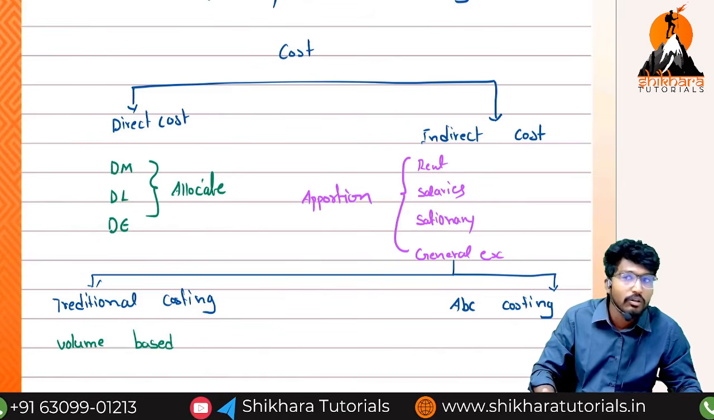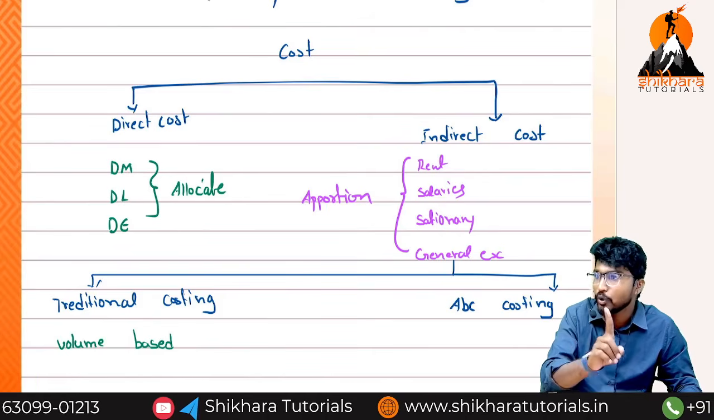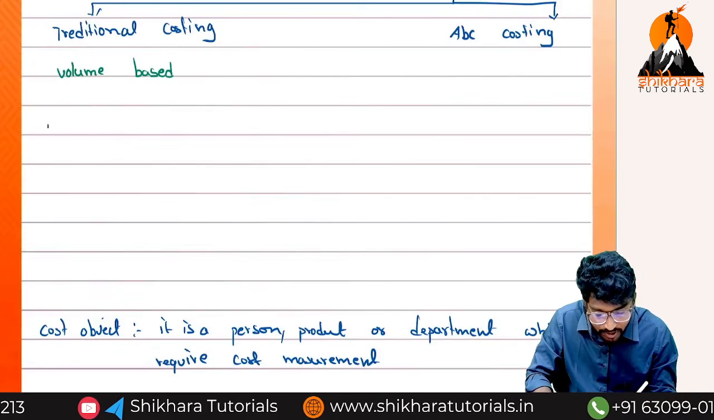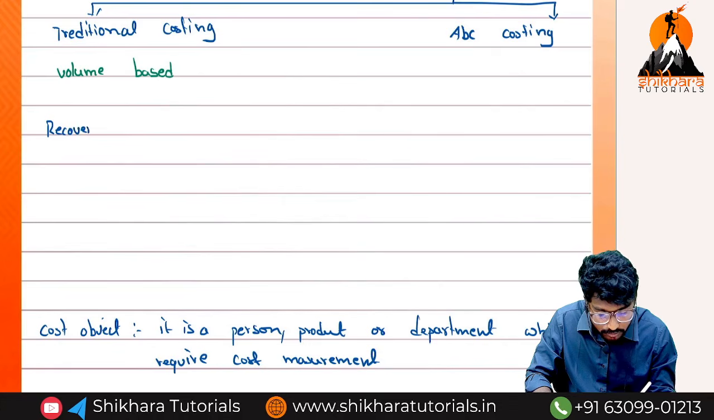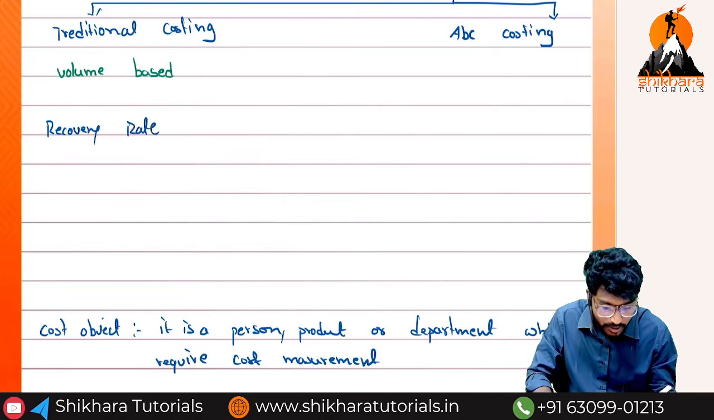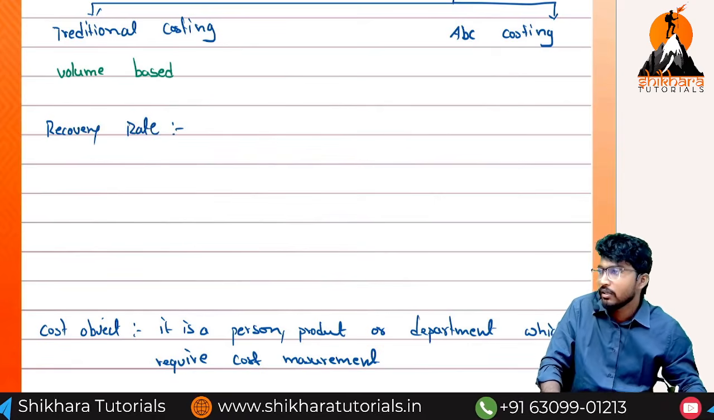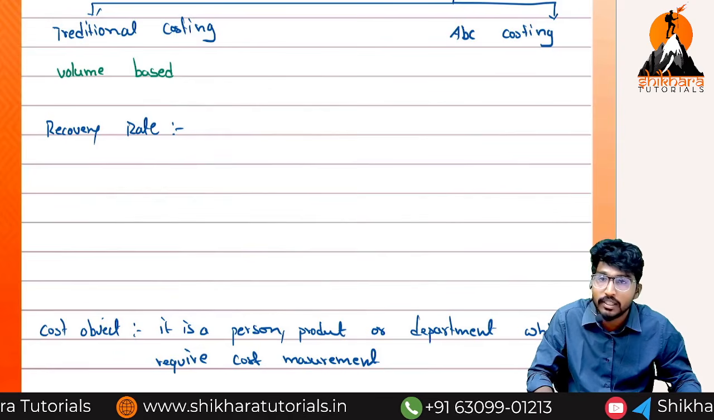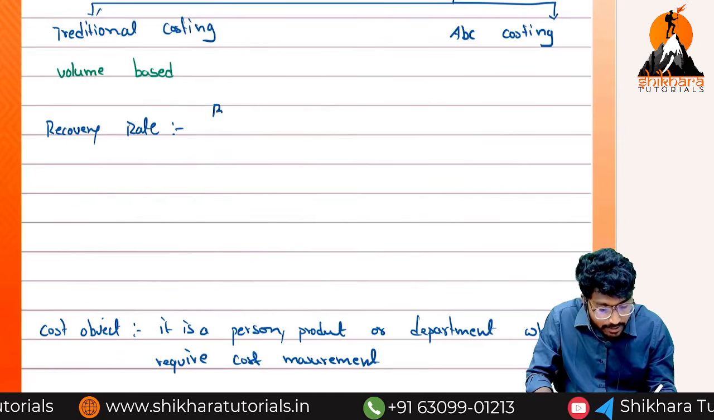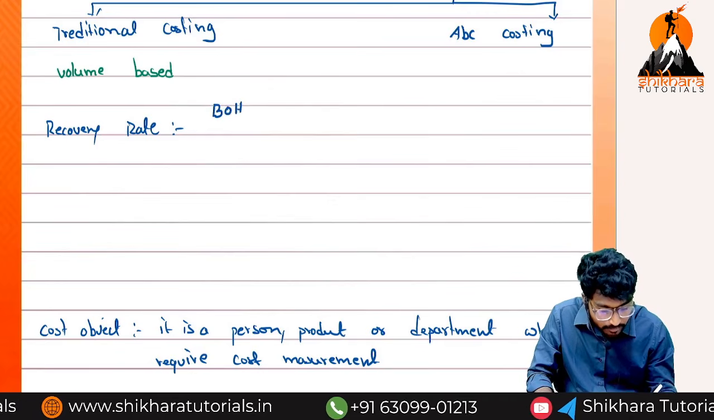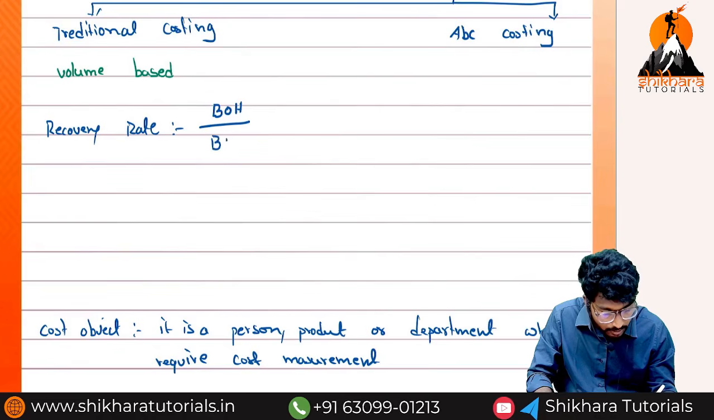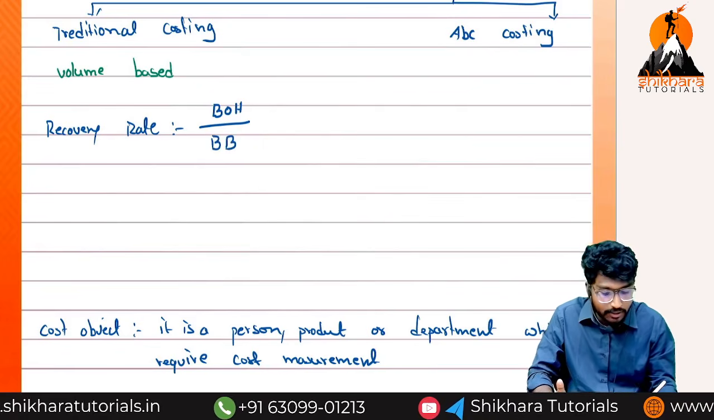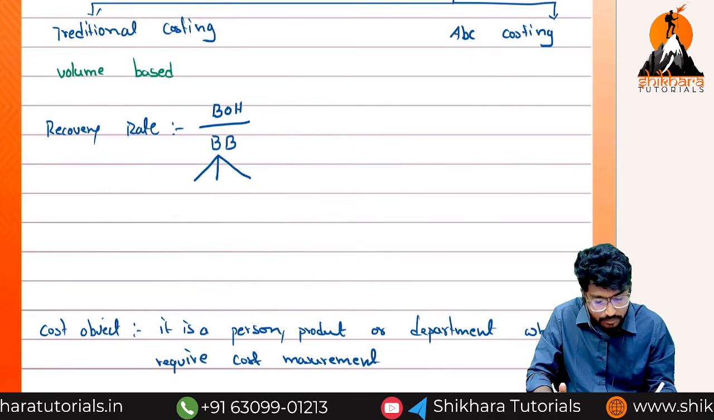It will use a single cost driver to apportion all the expenses. Here it will use one recovery rate. I think you know the formula for recovery rate in overheads. What is the formula for recovery rate? Budgeted overhead divided by budgeted base. Here the base may be anything.